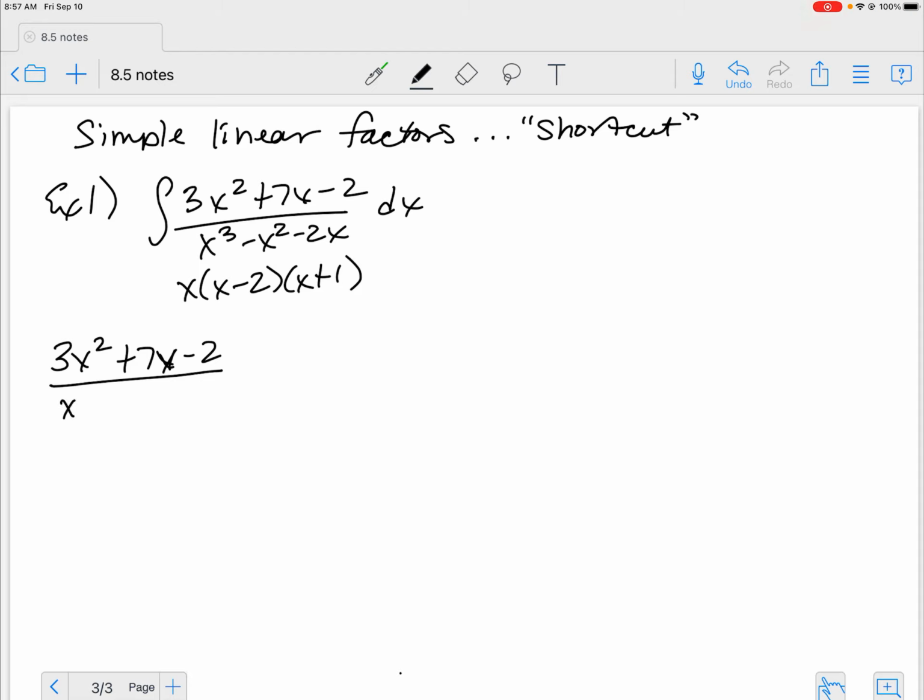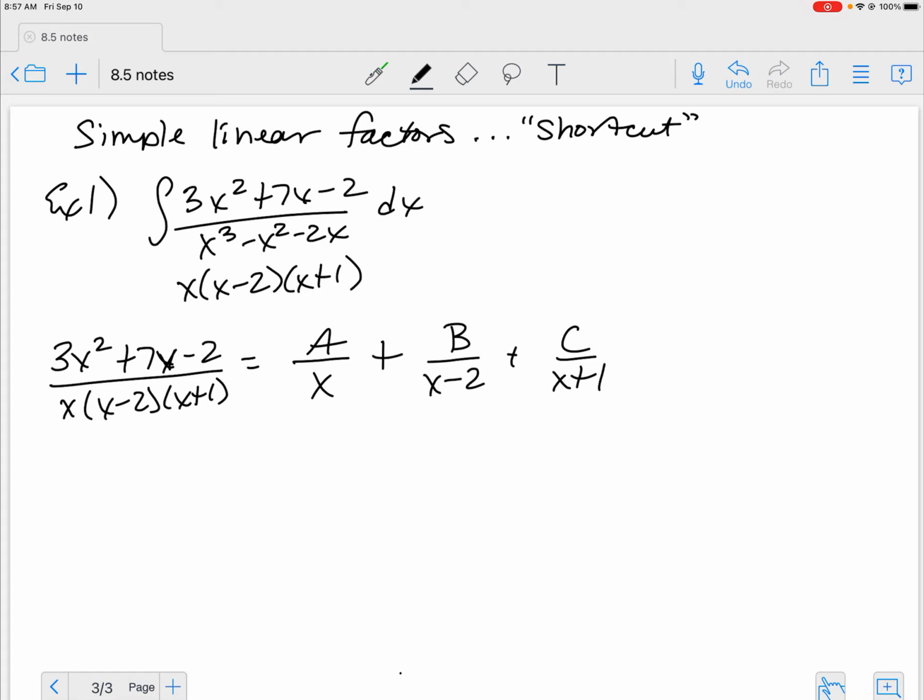When you set this up, we'll go ahead and just write this out. 3x squared plus 7x minus 2 over x times x minus 2, x plus 1 is equal to A over x, B over x minus 2, and C over x plus 1. We've seen this already, right?